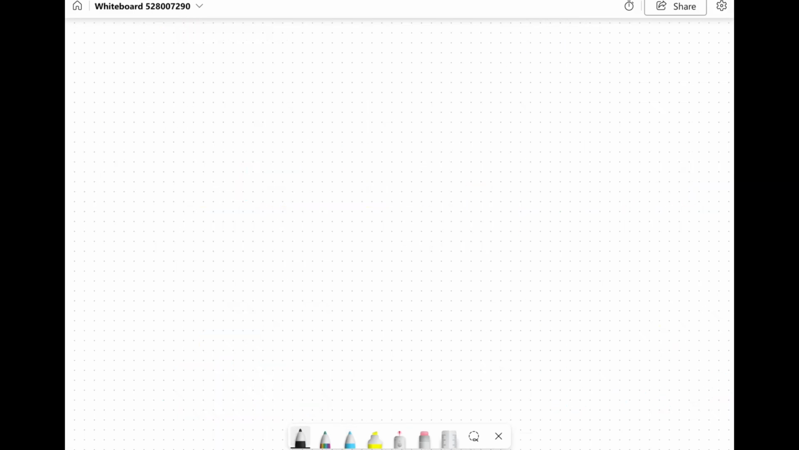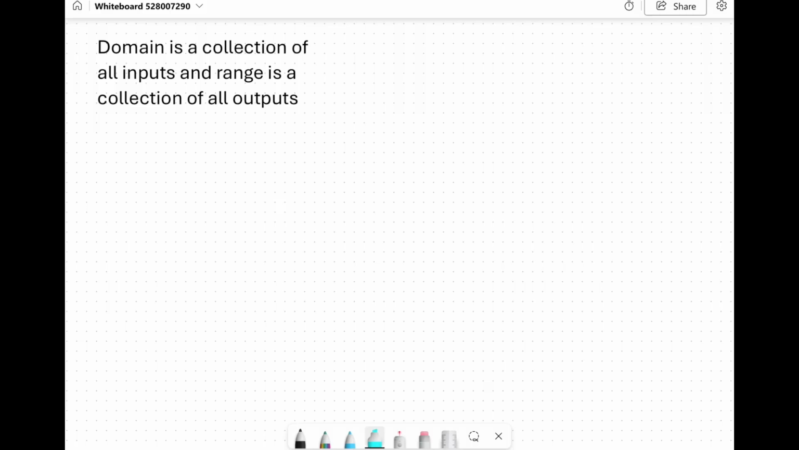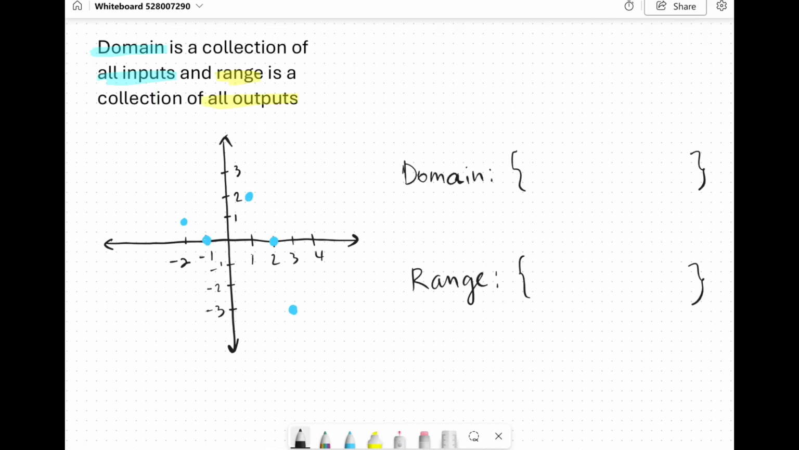Now, the next 2 very important definitions are a domain of a function and a range of a function. The domain is a collection of all inputs. Those are your x's, all of your x's. And then the range is a collection of all outputs. Those are your y's. Here is a picture of a few points on the coordinate plane, and the question is asking you to give the domain and the range.